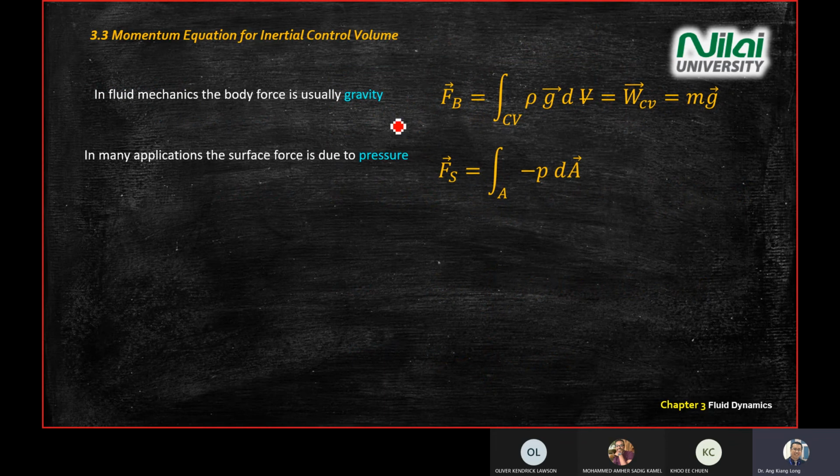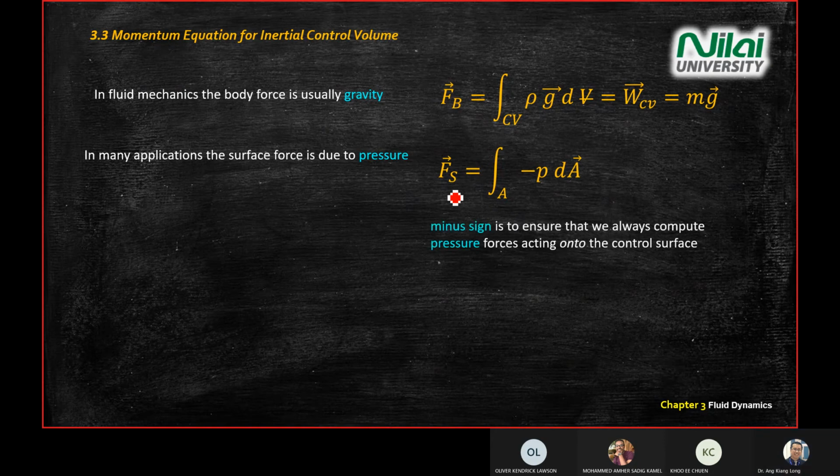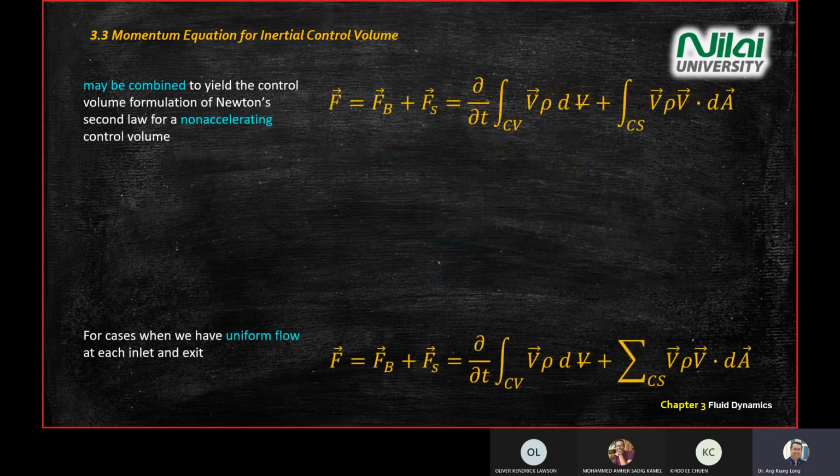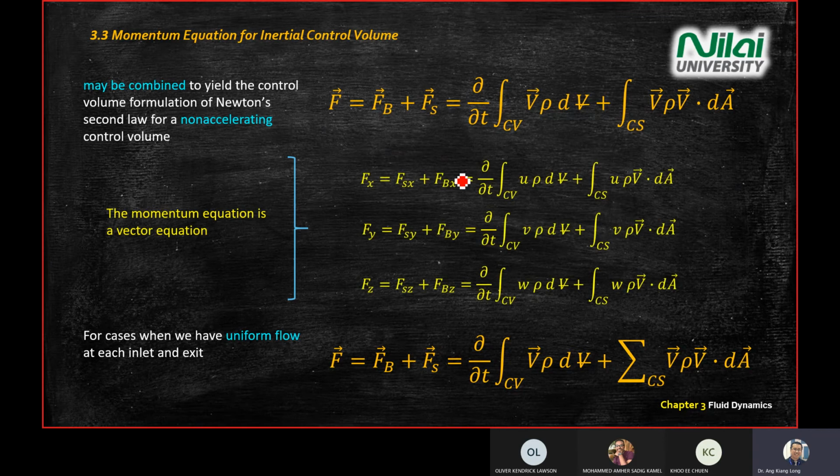Okay, so again, this is just a recap. What do we mean by body force? What do we mean by surface force? One is due to gravity, one is due to pressure. Then the rest you can find. So we will have our momentum equation in vector form. This is just an explanation of what the momentum equation will look like if you only focus on a certain direction.